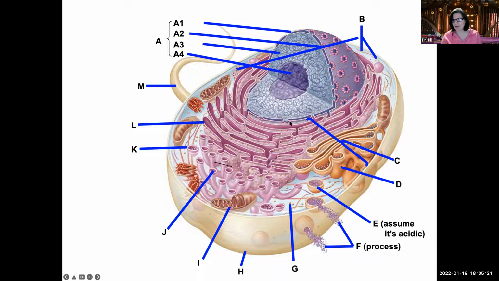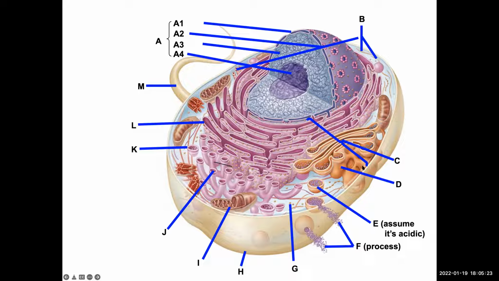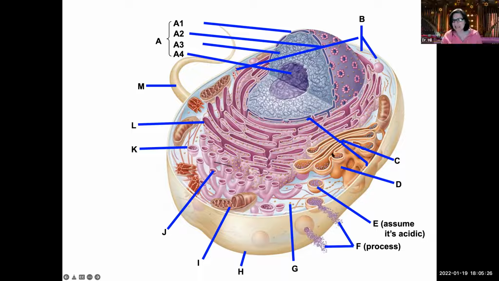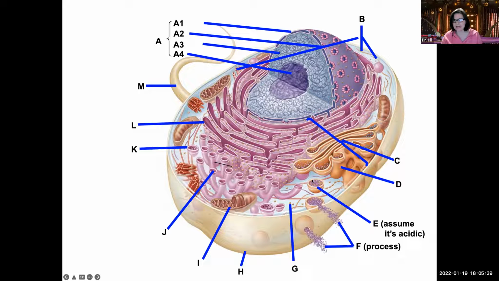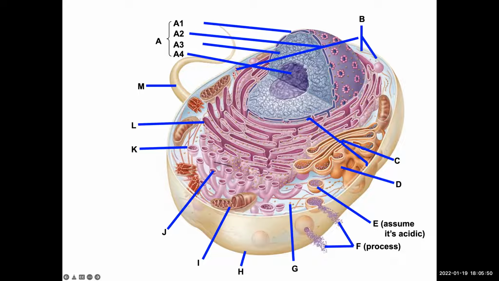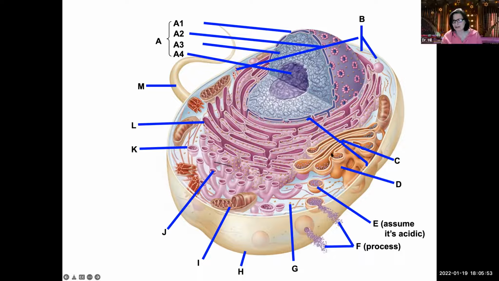Okay, so we got rough ER, we got nuclear envelope. What about D? D, Katie. What would you say is D, this orange pancake thing? The Golgi apparatus. That is the Golgi. Good. E. It says there's a little pouch here. It says E. Assume that it is acidic. Catherine, what do you say? Is that a lysosome? It is a lysosome.